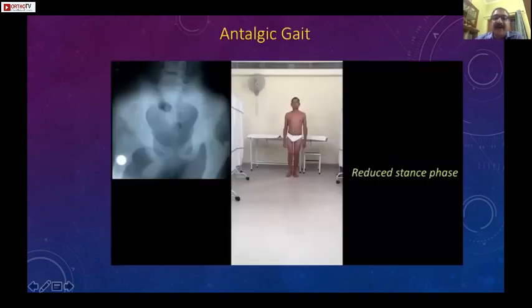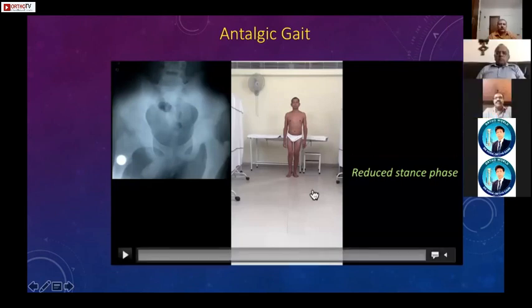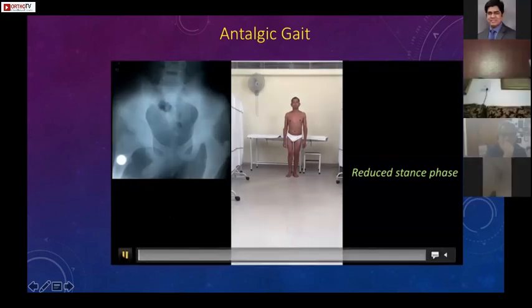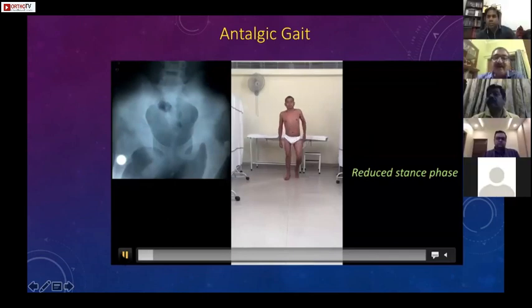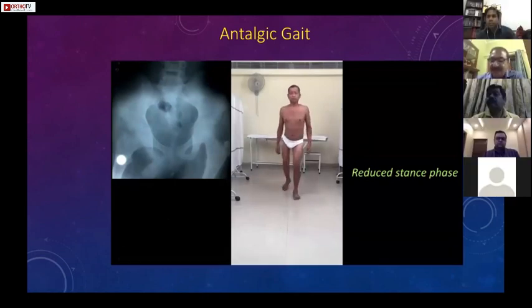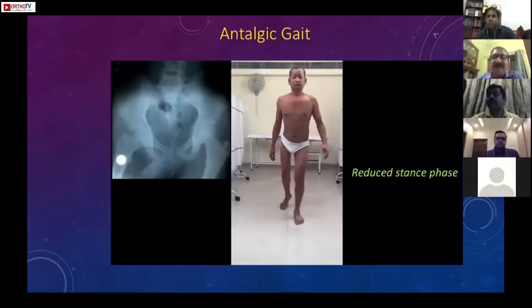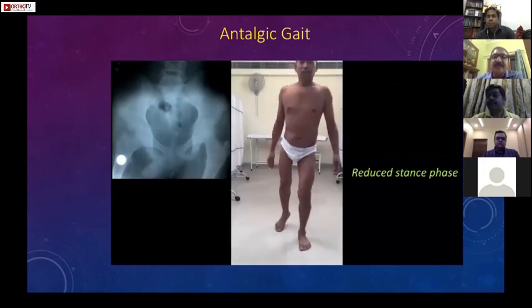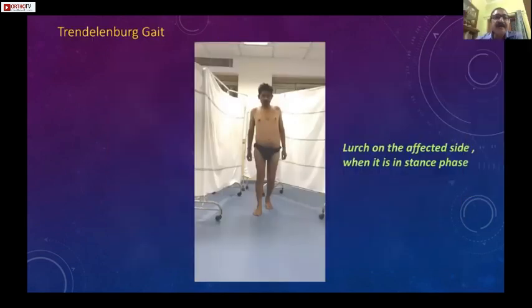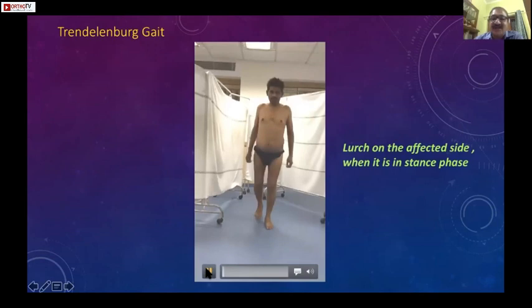Now, this is an antalgic gait. The gait with the reduced stance phase. No further discussion; I think Dr. Sumit will cover it. Next, the gluteus medius gait, a lurch on the affected side when it is in the stance phase.